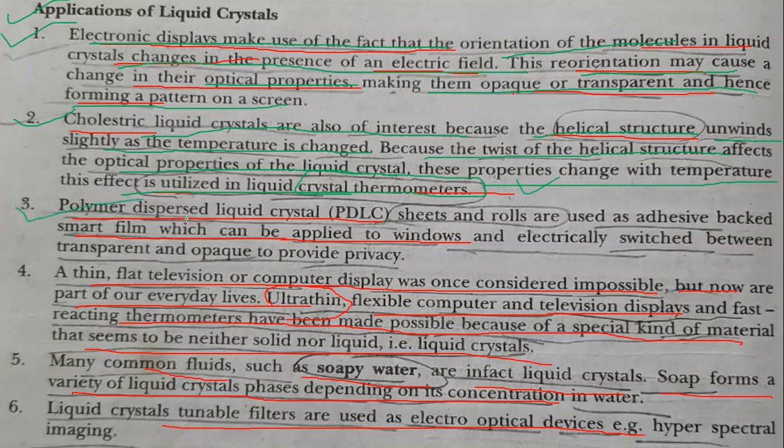Then polymer dispersed liquid crystals, sheets or rods, are used as an adhesive backed smart film which can be applied on windows and electrically switched between transparent and opaque to provide privacy.